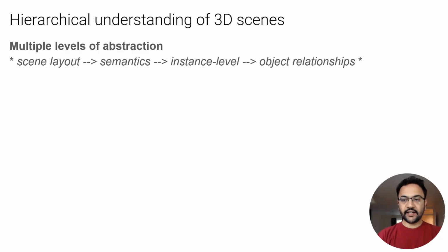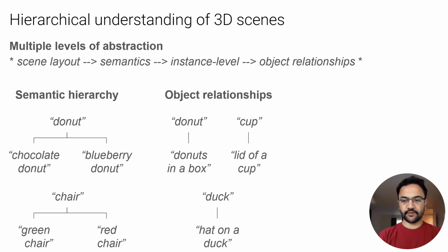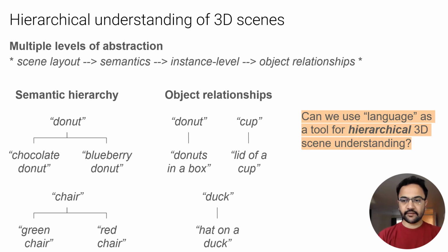Generally, scene understanding can be performed at multiple levels of abstraction. In this work, we explore semantic hierarchies and object relationships. To address this, we ask the question of whether language can be used as a tool for hierarchical scene understanding.